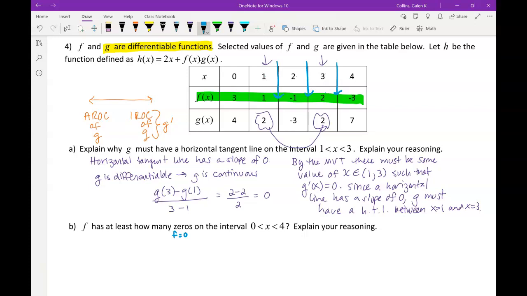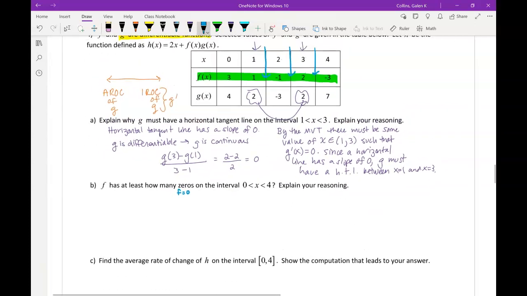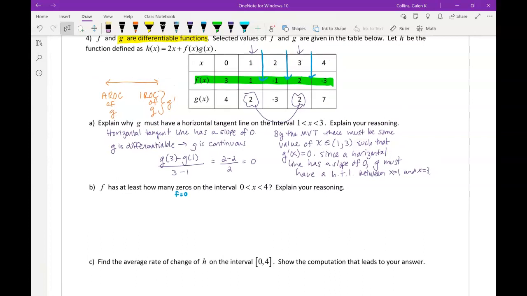There could be more than 3 zeros. There could be a lot more than 3 zeros. We only know some selected values of f. We don't know what the function f is. So, all right, I might start by first answering the question. So I might say f must have at least 3 zeros on the interval. I would at least spell one of those numbers. You just kind of copy how that's worded.